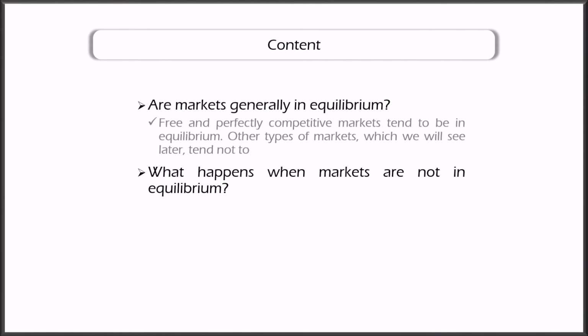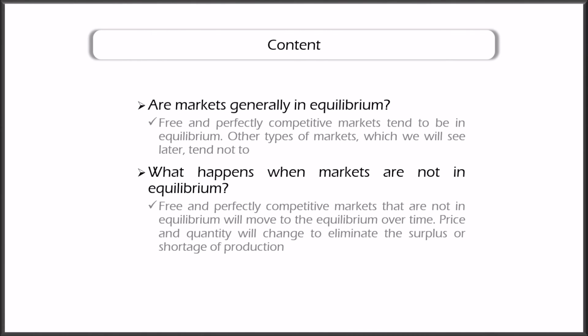Free and perfectly competitive markets tend to be in equilibrium. Other types of markets, which we will see later, tend not to. And finally, free and perfectly competitive markets that are not in equilibrium will move to the equilibrium over time. Price and quantity will change to eliminate the surplus or shortage of production.